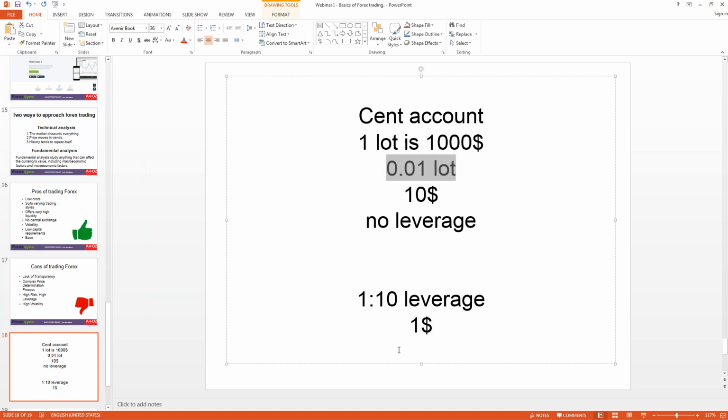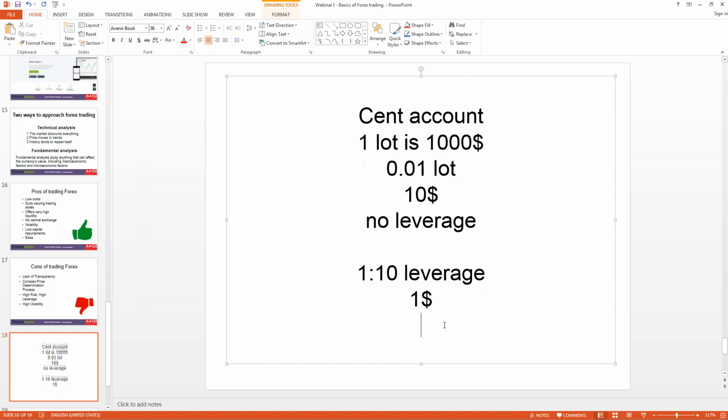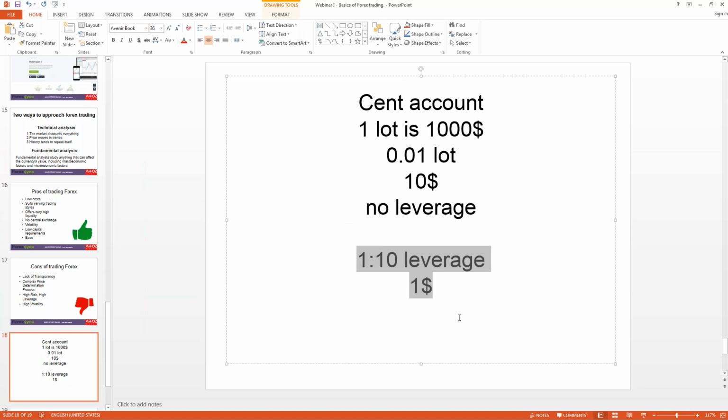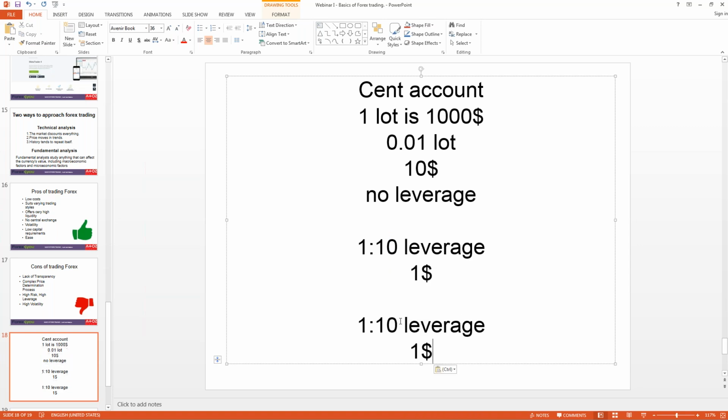Okay. If you're using 1 to 100 leverage, which I would not recommend, obviously, but let's imagine, you basically need to have on your account 10 cents. This is the approach which you use.